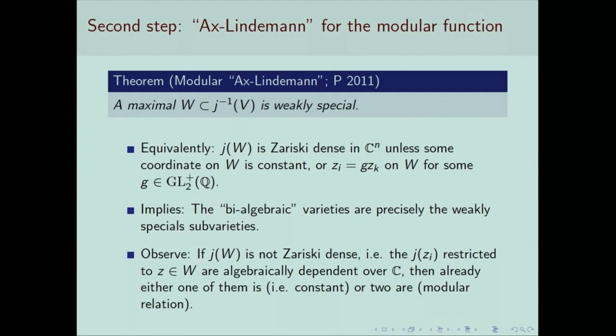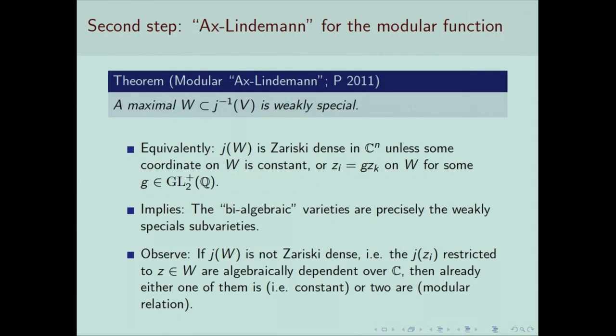And another way of saying this is that if you take an algebraic set which intersects the upper half plane to the nth power, and you apply J to it, then what you get is Zariski dense in C to the n, unless W is contained in some proper weakly special, which means that some coordinate is actually constant on W, or two coordinates satisfy a modular relation. Oh well, a fixed G relation where G is in GL2Q.